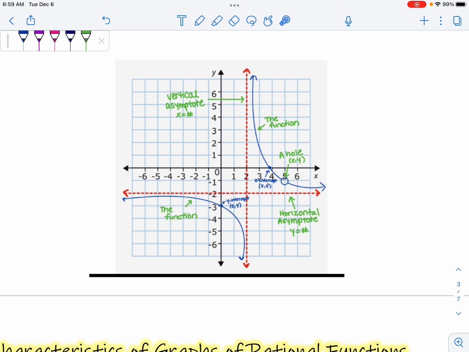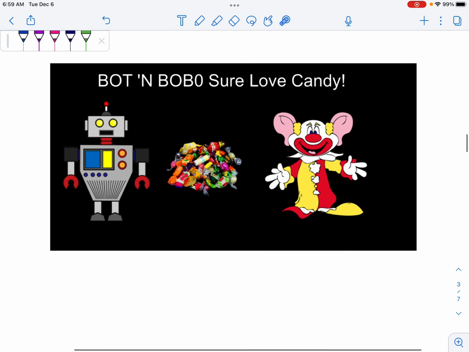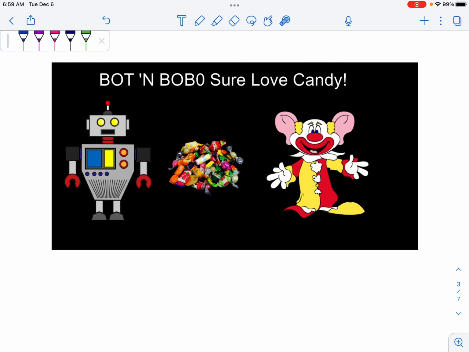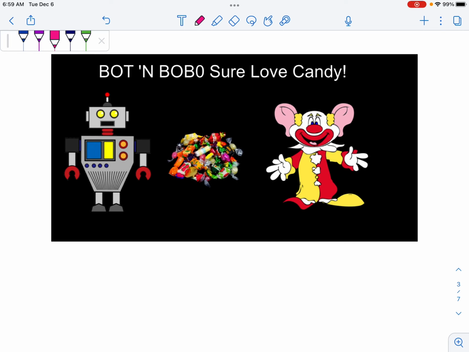Before I get into the actual rules and the words in our notes, I want to show you a little cartoon to help you remember these rules. So we have our friend Bot, the robot, and Bobo the clown. And Bot and Bobo sure love candy, as I know most of you do as well. Now, this is a silly little cartoon, but it helps us to remember the rules for determining the horizontal or slant asymptote.